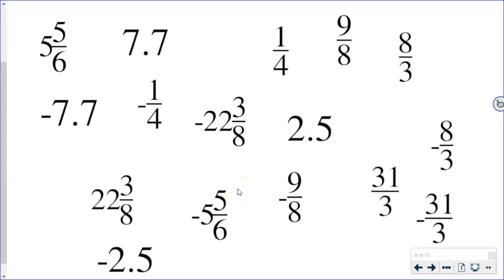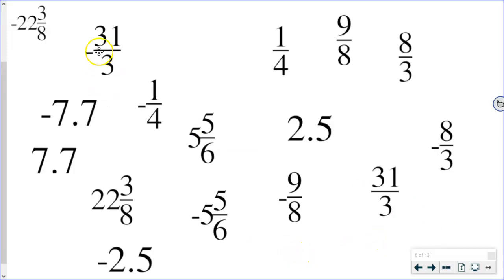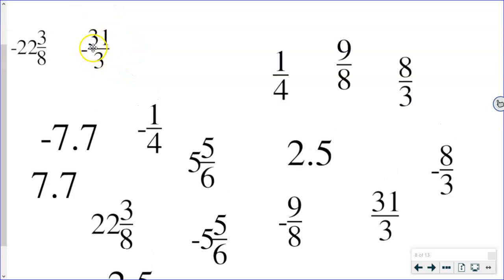Go to Matthew. What is the most negative, the least number? Yes, negative 22 and 3/8 is the least number, the most negative. Very good. And what is the next one to follow that, Tanner? It is negative 31/3. Let's have a conversation about negative 31/3. We talked about this a little bit in the past. Negative 31/3 is like having, ignore the negative for just a second, 31 slices of pie, it takes 3 to make a whole. That means that we end up having 10 and a little bit more. So this is all the way down to negative 22, this is negative 10. Okay, a little bit different than negative 10, but pretty close to it.